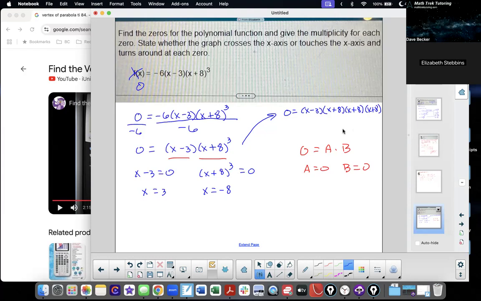Okay. Now, the shortcut is whatever the power is, that's how many times it would be a solution. I just wanted to make sure in case you get stuck, you could figure it out. And that's the same as the multiplicity. So x equals 3 is only to the first power, so its multiplicity is 1. And x equals -8 is of multiplicity 3.